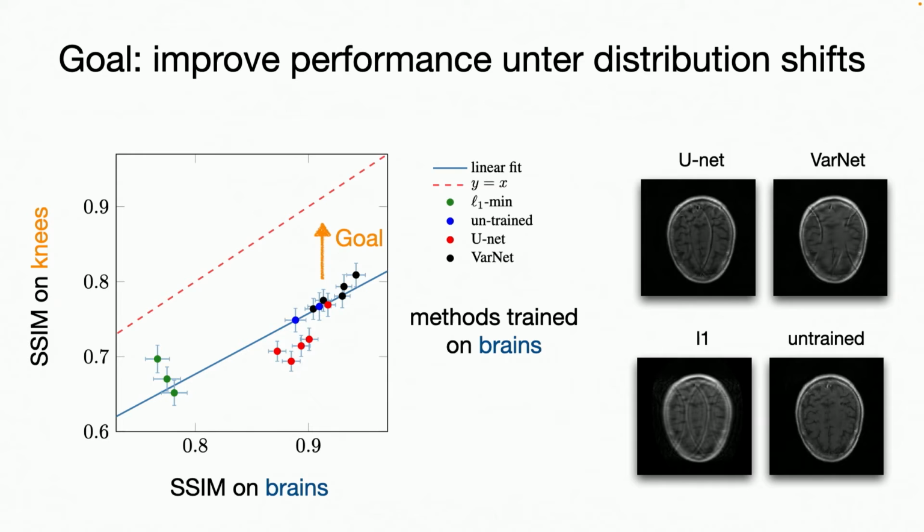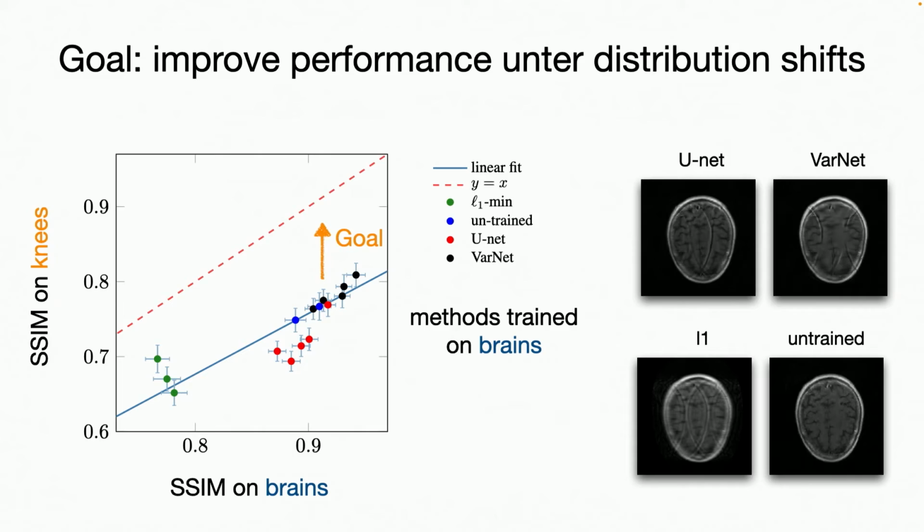Okay. So now we see that things perform significantly worse under distribution shift, right? So now what we would want to do is improve the performance under distribution shift. And here you have a few examples, like a UNet trained on brains, it really has pretty bad artifacts, or the variational network, right? So you can really see this in the images. It's not just a number, it's a significant performance degradation. So what we would like to do is move these things upwards. Moving these things upwards means improving performance under distribution shift.